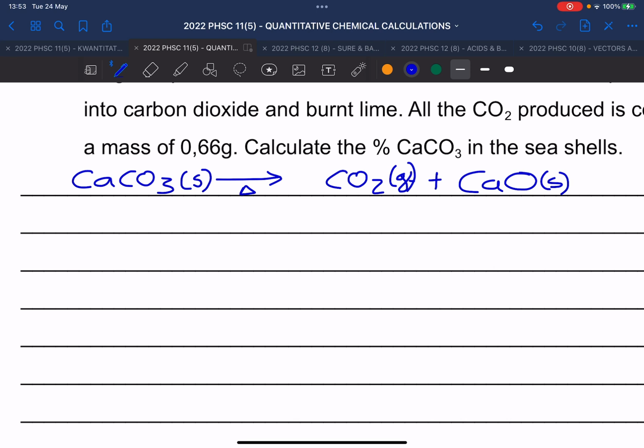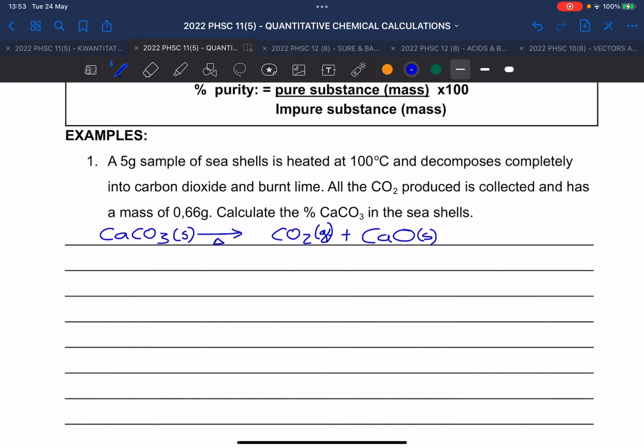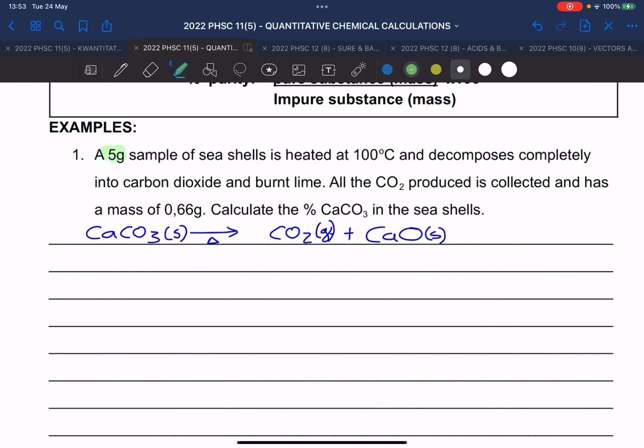Okay, right. Now let's see. They say a 5-gram sample of seashells is heated and it decomposes into the following. And then they ask calculate the percentage of calcium carbonate in there. So this 5 grams sample of seashells is the impure sample. That 5 grams is not 5 grams of calcium carbonate. That 5 grams is seashell and more.